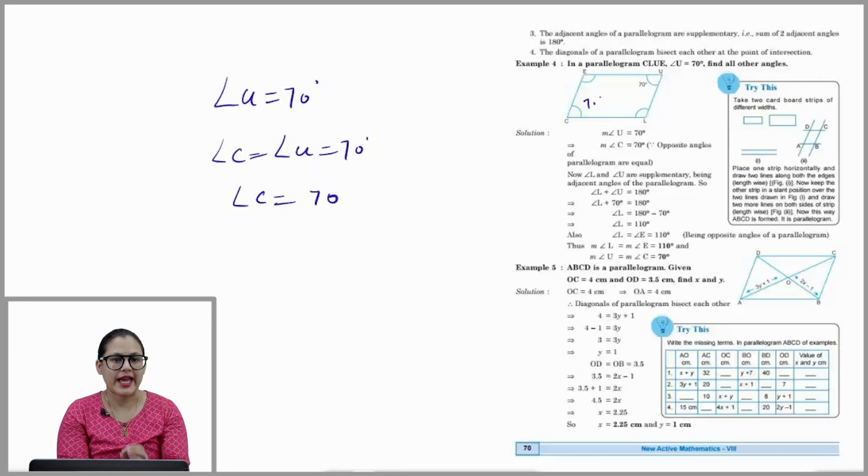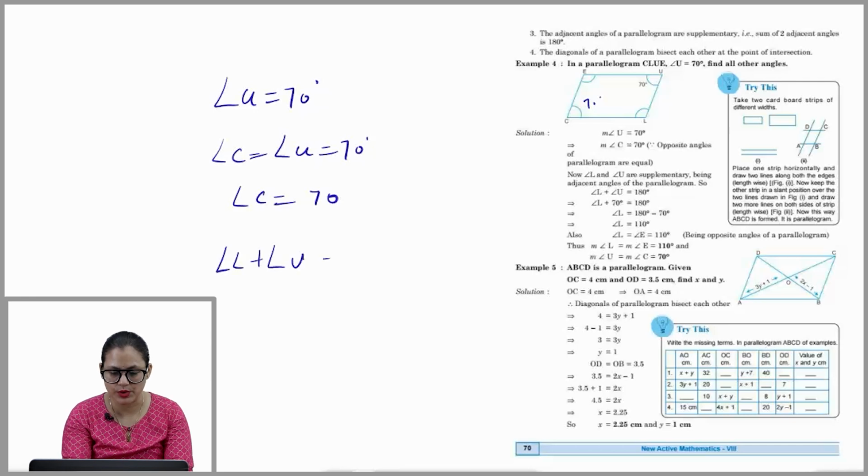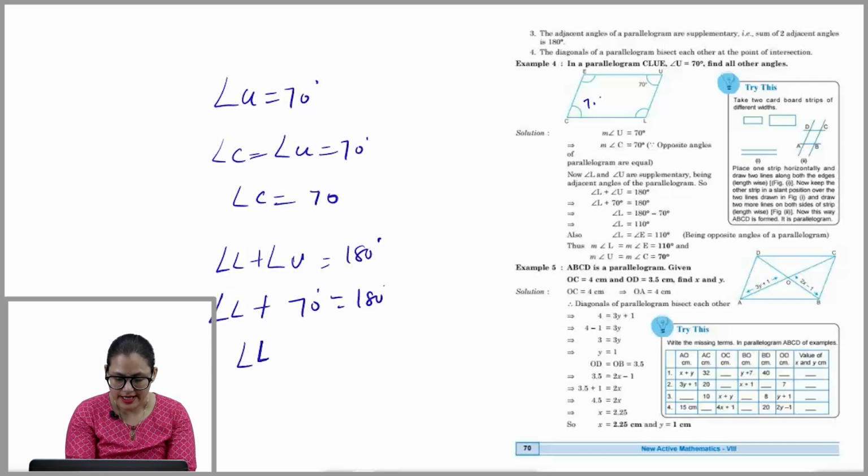Now angle L and angle U are supplementary, being adjacent angles of the parallelogram. Or you can also write angle C plus angle L is equal to 180 degrees, because adjacent angles are supplementary. So here we take angle L plus angle U is equal to 180 degrees. Reason: these are adjacent angles and adjacent angles are supplementary. Angle U is 70 degrees, so angle L plus 70 degrees is equal to 180 degrees. Angle L is equal to 180 degrees minus 70 degrees. Angle L is equal to 110 degrees.